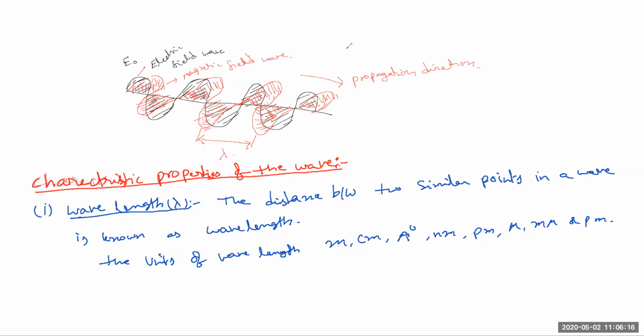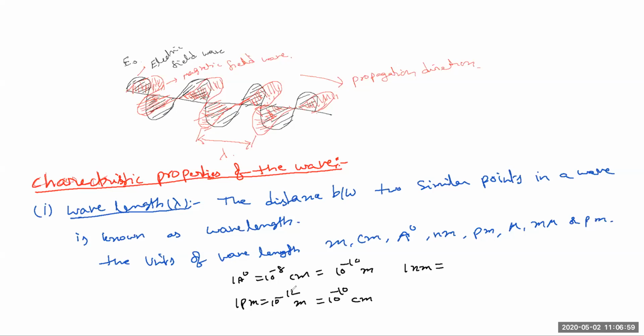I'll give the values, the conversions. See, what are the values? 1 angstrom is equal to 10⁻⁸ centimeter, or 10⁻¹⁰ meters. 1 picometer is equal to 10⁻¹² meters, or 10⁻¹⁰ centimeters.